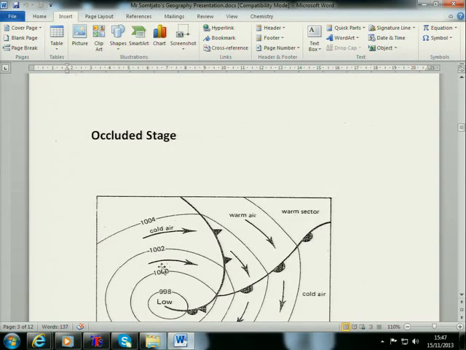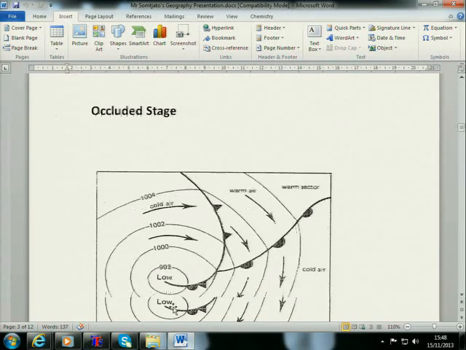When that happens, the term used is called the occlusion. Occlusion is the term used when the cold front catches and overtakes the warm front, causing the warm air to be isolated from the ground or to be lifted from the ground. The term used is the occlusion. Now, the resultant front from the occlusion is called the occluded front.